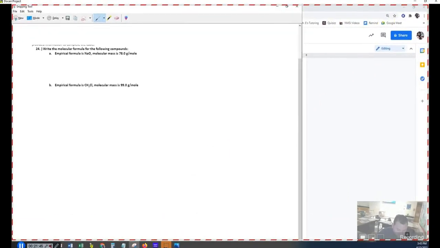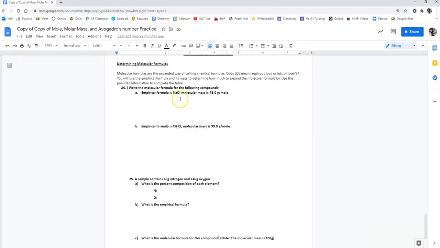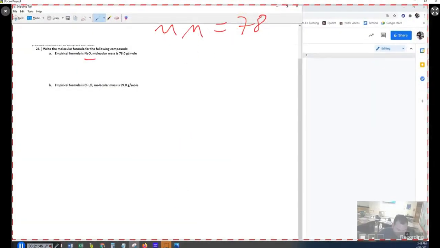Okay. Write the molecular formula for the following compounds. An empirical formula is NaO, and the molecular mass is 78. So we know that the molecular mass is 78. We have the empirical formula... or what does that say? I can't read that actually. What does that say? NaO2? What is it supposed to be? NaO. It's NaO. Okay, I just couldn't read it. So the empirical formula is NaO.